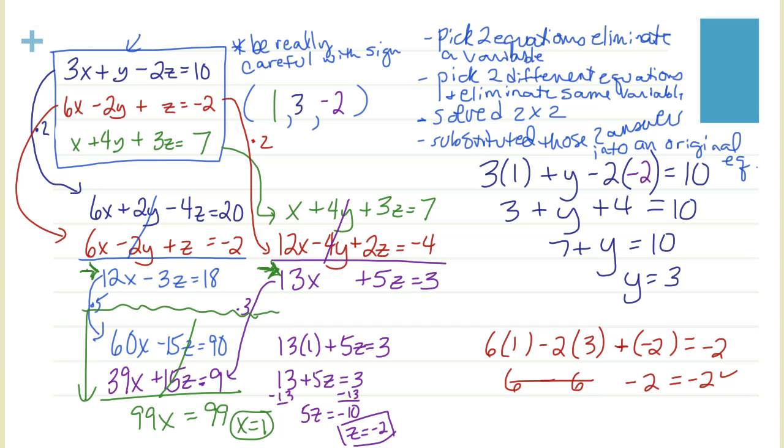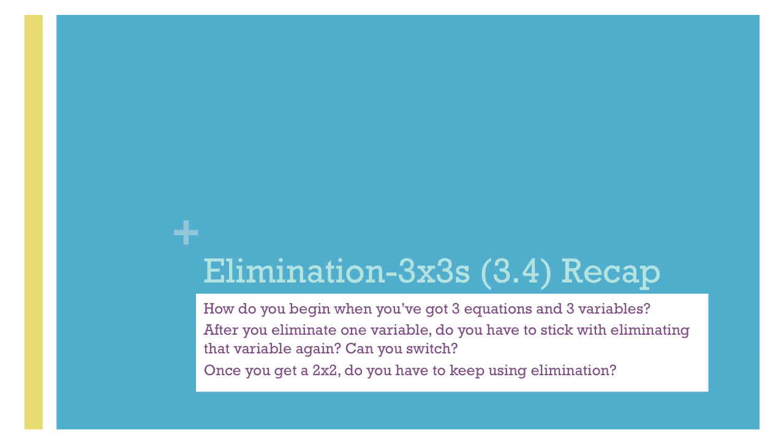So again, the key thing is to remember, once you pick a variable, you've got to eliminate that variable twice, because that's how you're going to get to your 2 by 2. If you eliminate the x's, then you should have two equations that have y's and z's in them. If you eliminate the y's, you should end up with two equations that have x's and z's in them. If you eliminate the z's, you should have two equations that have x's and y's in them. Doesn't matter which you choose, but make sure that you have a 2 by 2 you can solve. And then you just solve it like we've been solving them.